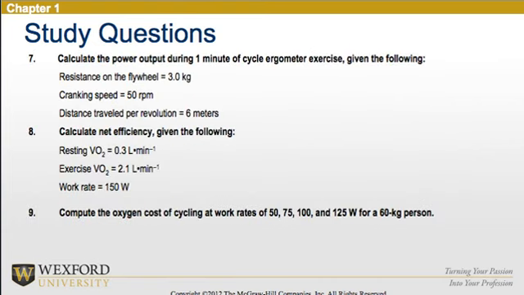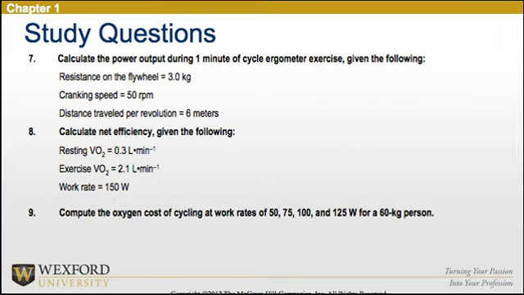Next, calculate the power output during 1 minute of cycle ergometer exercise given the following. Resistance on the flywheel equal to 3.0 kilograms. Crank speed 50 revolutions per minute. And distance traveled per revolution equal to 6 meters. Next, calculate net efficiency given the following. Resting VO2 equal to 0.3 liters per minute. Exercise VO2 equal to 2.1 liters per minute, and work rate equal to 150 watts.